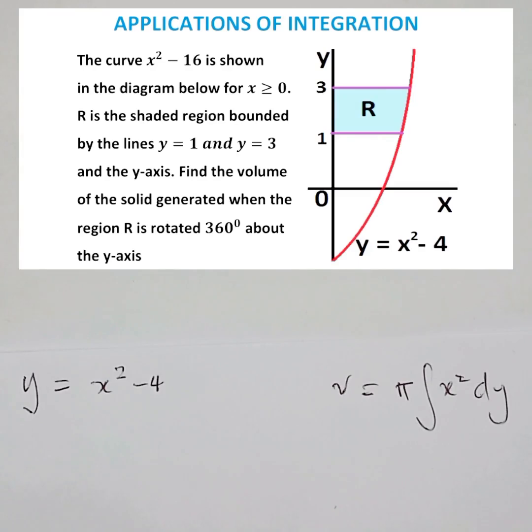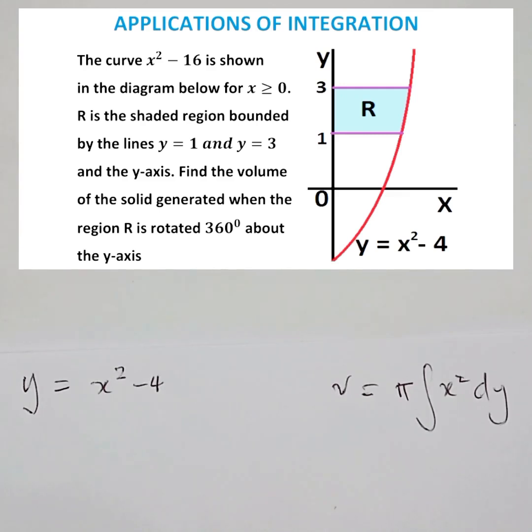In today's video, we are working on a problem in the applications of integration. We've got a curve that is shown in the diagram alongside for x is greater or equal to 0. And R is the region bounded by the lines y is equal to 1 and y is equal to 3 and the y-axis. Now we are required to find the volume of the solid that is generated when the region R is rotated 360 degrees about the y-axis.